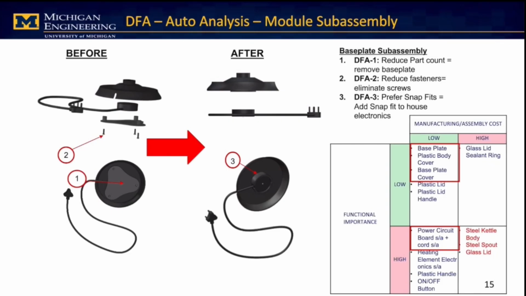For our automated assembly, we selected the base plate subassembly, which includes the base plate cover, power circuit board subassembly, and fasteners. Looking at our functional mapping matrix, it was observed that the power circuit board and base plate shared the same singular function, which was to heat water. This was a clear opportunity for part consolidation. So for our redesign, we removed the base plate to reduce part count, then we eliminated the screws to reduce fastener count, and finally we added a snap fit to house the electronics.